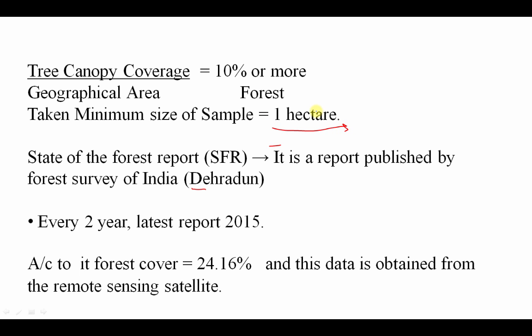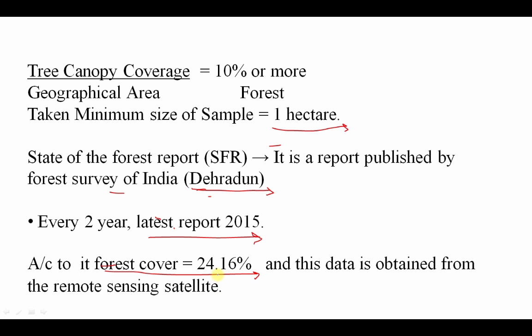And there is one report, the State of the Forest Report. It is published by the Forest Survey of India, whose headquarters is in Dehradun. They publish the report every 2 years. The latest report came in 2015. According to it, our total forest area in the country is 24.16%, and this data is obtained from the remote sensing satellite.